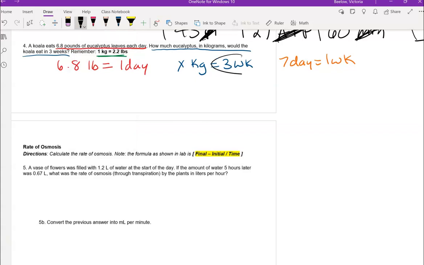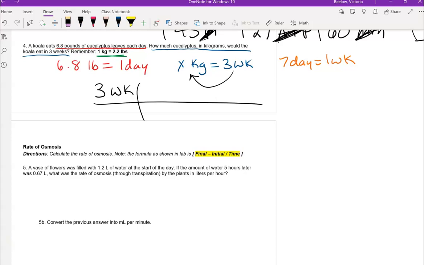Now we have everything we need to start our picket fence. Again, you're always going to start your picket fence with whatever we're solving for, X kilograms, whatever that is equal to. So we're going to start with 3 weeks. And ultimately, by the time we're done with our picket fence, we're going to have converted 3 weeks into kilograms. So I'm just going to cross this off so I know I used it. Again, if I have weeks here, weeks must go in the bottom.